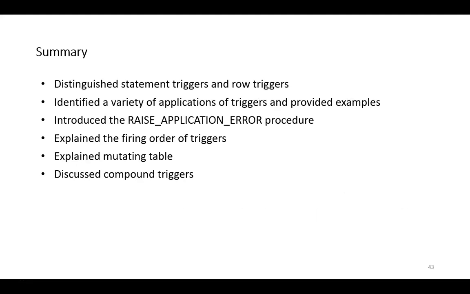So what have we discussed in this video? We've distinguished statement triggers from row triggers. We have identified a variety of applications of triggers and provided some examples. We've introduced the raise application error procedure for signaling a problem from within a trigger. We explained the firing order of triggers. We explained some problems, including the mutating table, and demonstrated how that problem occurs and how it can be addressed. Specifically, we discussed compound triggers and provided a solution to the mutating table problem using compound triggers.